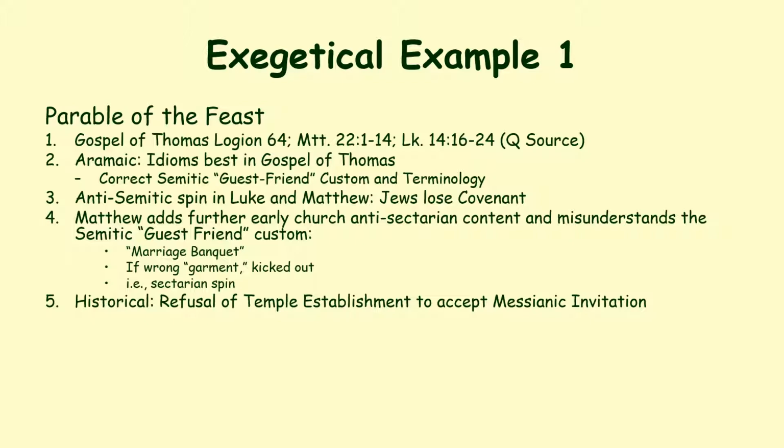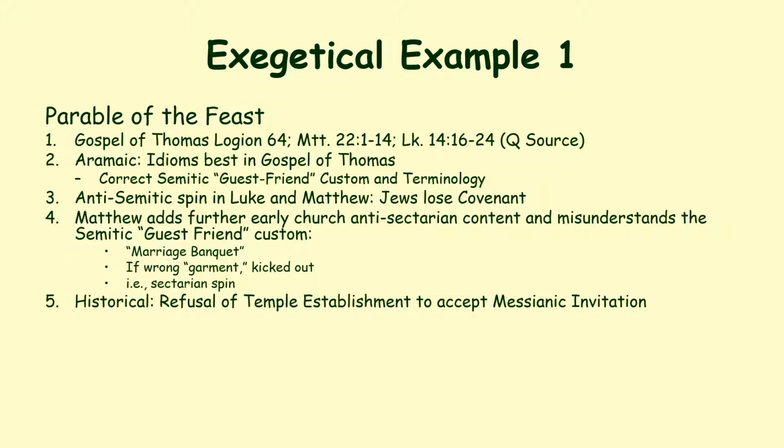So we really have a situation where Thomas is giving us the most authentic version, and that predates the Q source. Even the Q source, which we get in its most untarnished form probably in Luke, and Luke is a very good and early gospel, is not the earliest form.